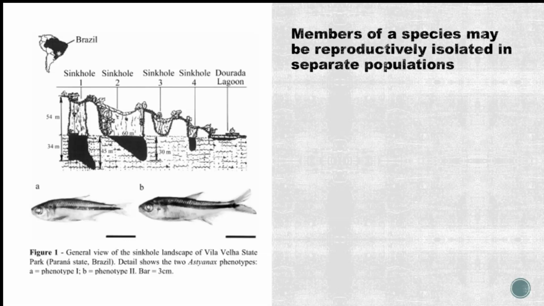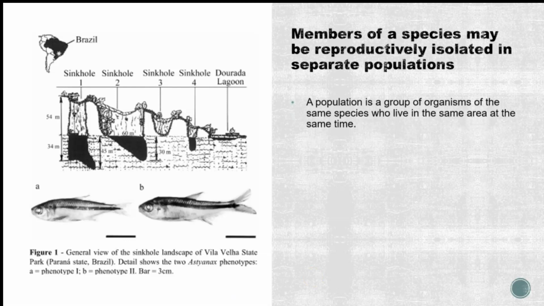Members of a species may be reproductively isolated in separate populations. When we look here, we're looking at some different fish and some sinkholes. Fish in one sinkhole are reproductively isolated from fish in another sinkhole because fish can't walk across land. So when we think of that top statement, members of a species may be reproductively isolated in separate populations, there are some keywords there.